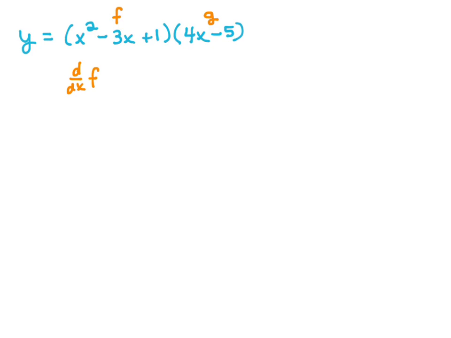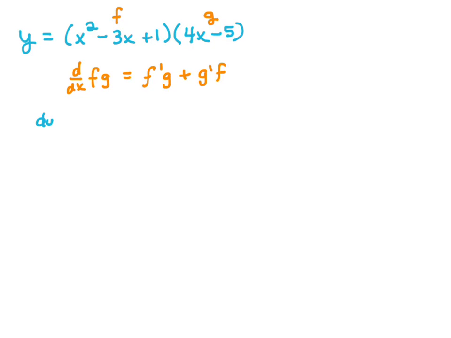This time I'm going to multiply x squared minus 3x plus 1 times 4x minus 5. Alright, so this is a product. Y equals over here. So we're going to use our derivative rule. This first function, x squared minus 3x plus 1, is going to be our f. The second function is going to be our g. And I'm going to rewrite the rule here just so we can reference it. Derivative of f times g is equal to f prime g plus g prime f.